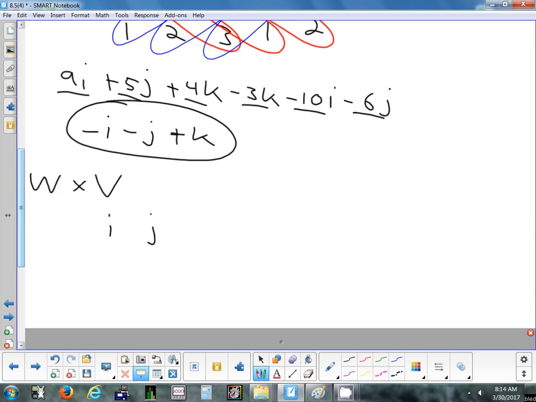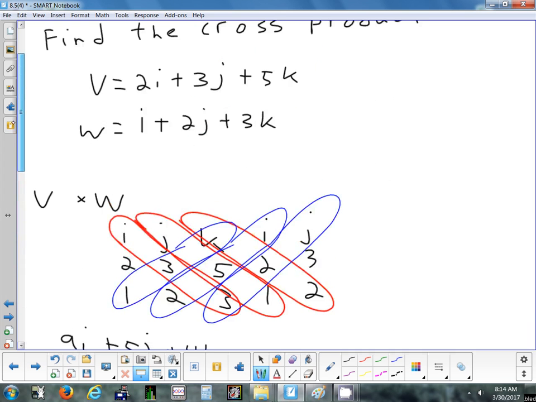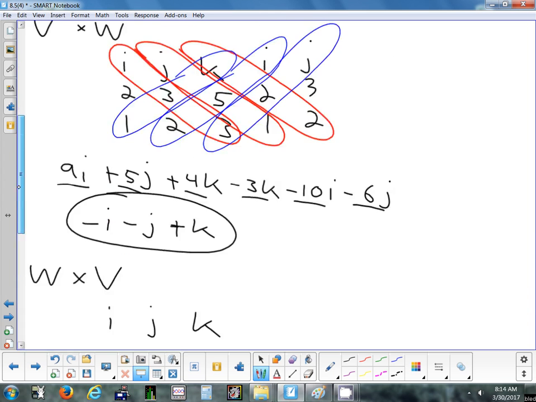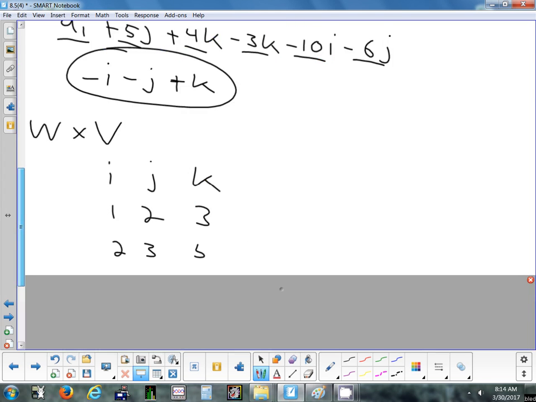So we've got ijk. What's going to be 1, 2, 3 is going to be here. And then 2, 3, 5. So for people who think it's going to be different, does anybody already think they know what the answer will be?